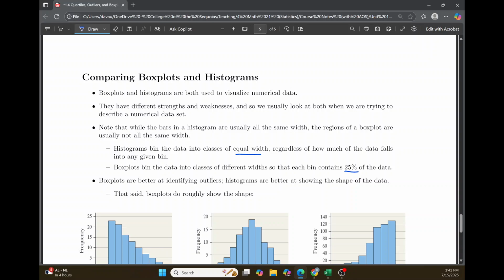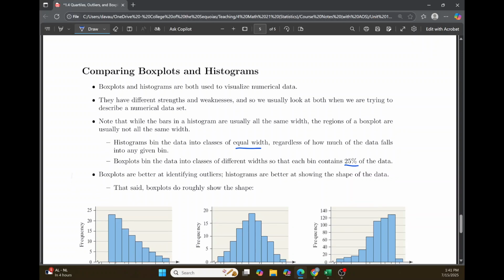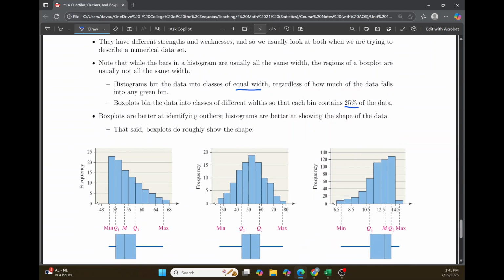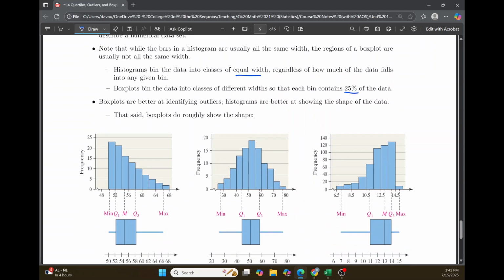That may take a little while. You might have to rewind and play that again and really pause and think about that until it makes sense in your head. But the moral of the story is this. I think that box plots, generally speaking, are better at identifying outliers, whereas histograms are better at showing the shape of the data. With that said, you can tell roughly what the shape of a distribution is by looking at a box plot. Histogram's a little bit easier, but it's still possible with box plots.